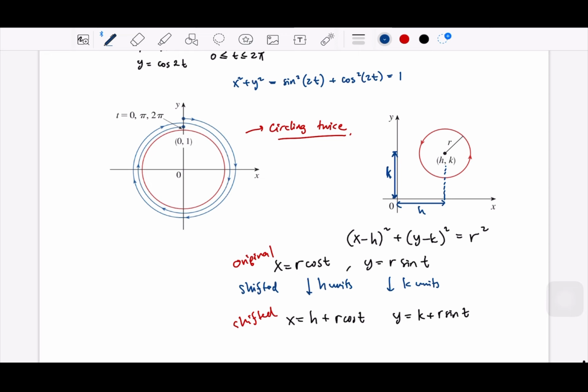So this is still introductions, not yet calculus. This is the introduction for the parametric equations.